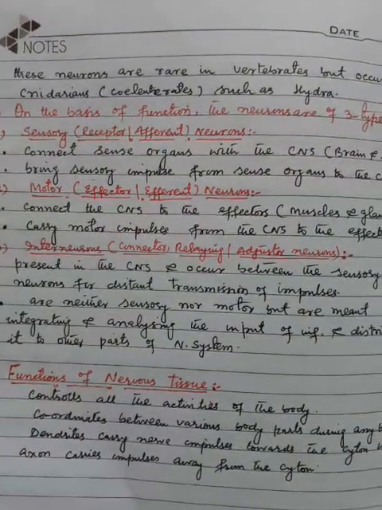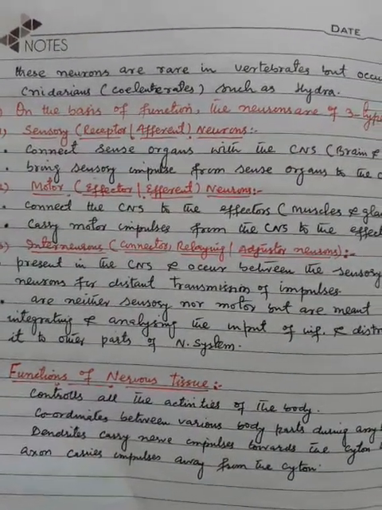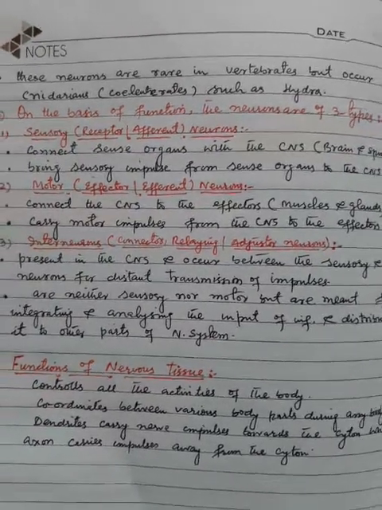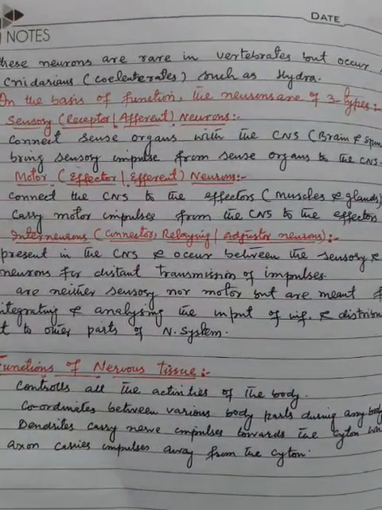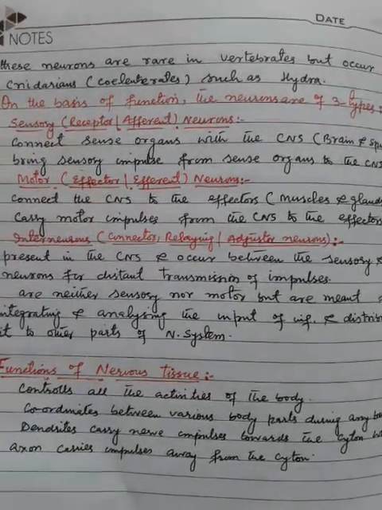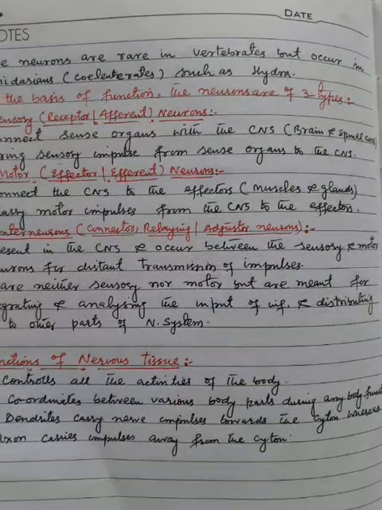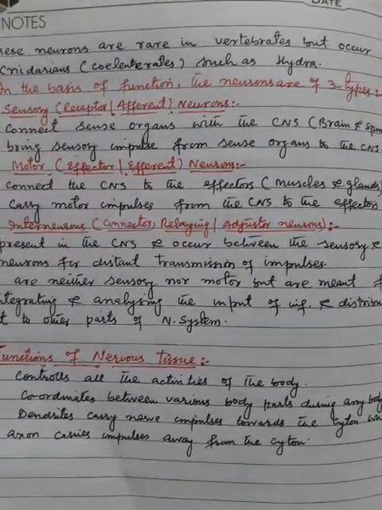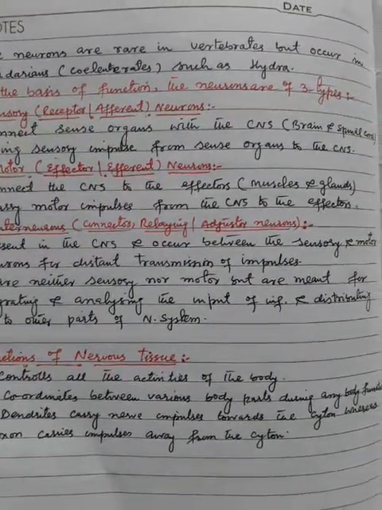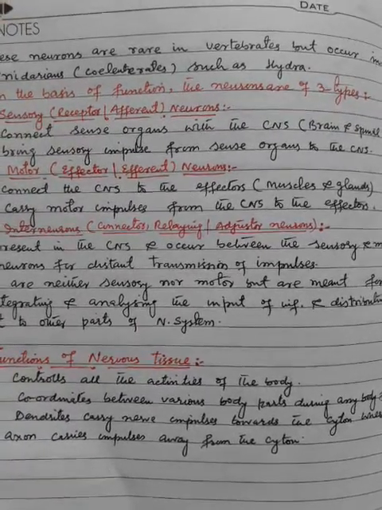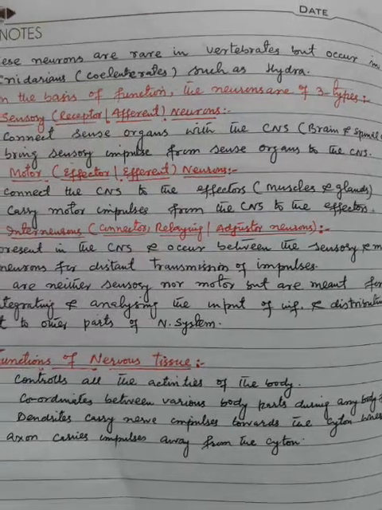Now the functions of the nervous system. Nervous tissue controls all the activities of the body. Nervous tissue coordinates between various body parts during any body function. Dendrites carry nerve impulses towards the cytone, whereas axon carries impulses away from the cytone.